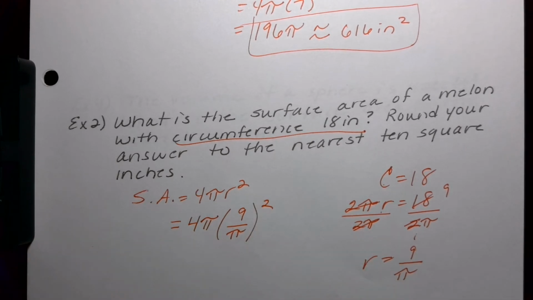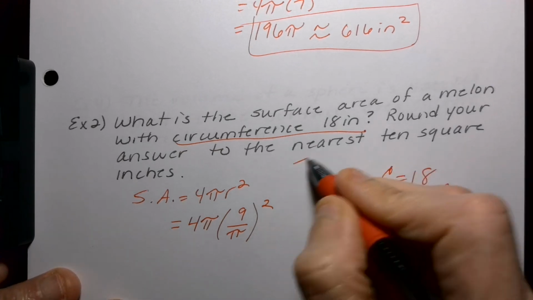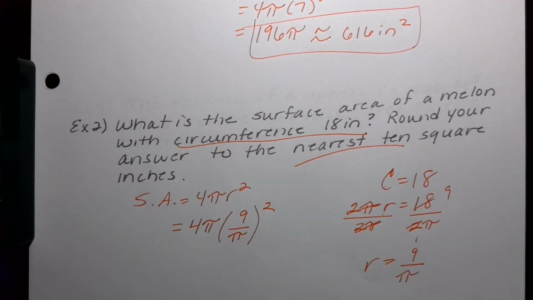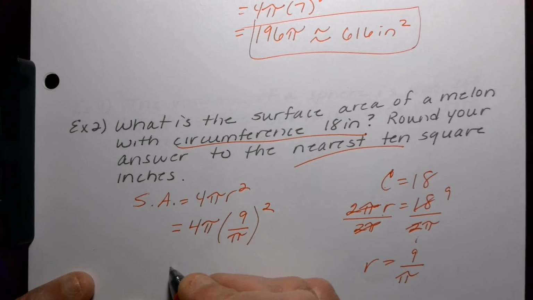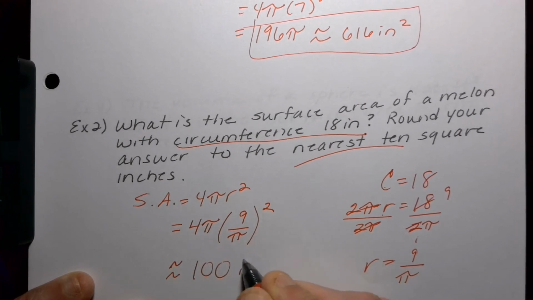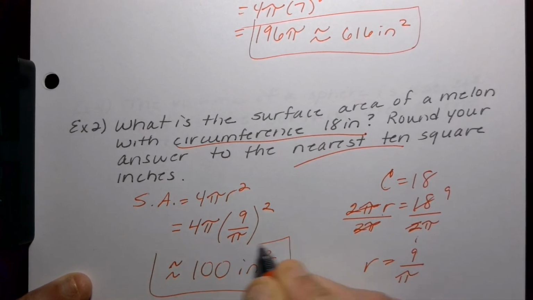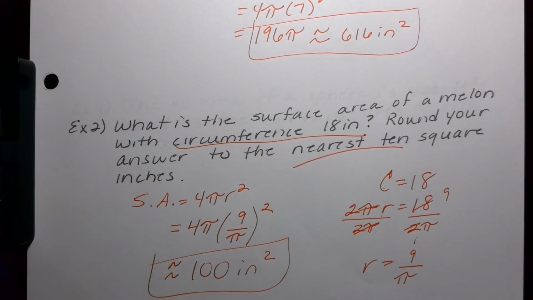So what I recommend is that right now you try this to make sure you get it. Notice it says nearest 10 square inches. So we're rounding to the tens place this time, not the tenths and not the whole, the tens. So you should grab your calculator and do 9 divided by pi equals, squared, times pi, times 4. And you should, if you did it properly, get 100 inches squared. So try that out.